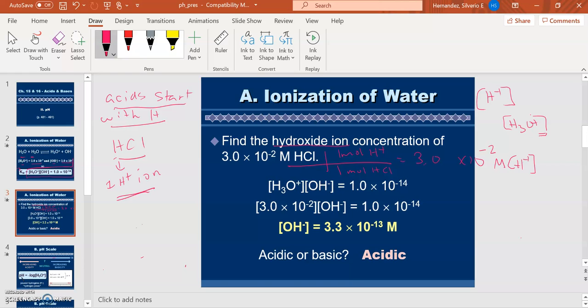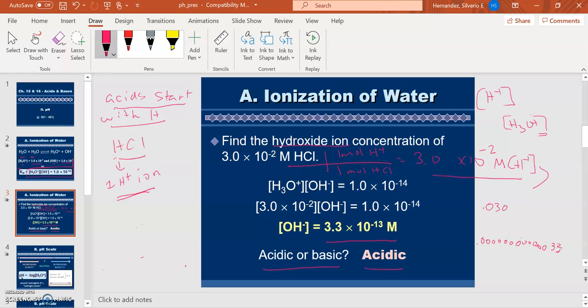Okay, so this concentration here is what I'm going to plug into my equation from the previous slide. 3.0 times 10 to the negative 2 times the hydroxide is equal to 1.0 times 10 to the negative 7. Dividing both sides by 3.0 times 10 to the negative 2, I get a concentration for the hydroxide ion of 3.3 times 10 to the negative 13. The next question asks me if it's an acid or a base. Of course, the answer is already on there, but I'm going to show you how we determine that this solution is an acid. Okay, I'm going to look at the concentrations of the two ions.